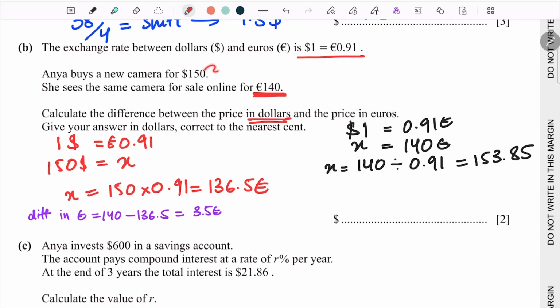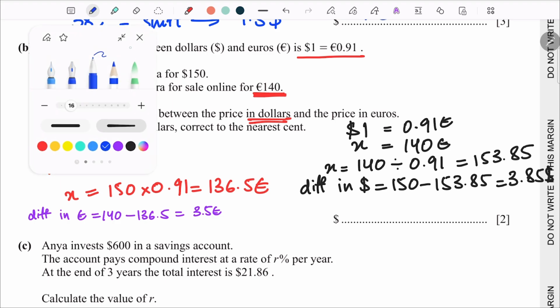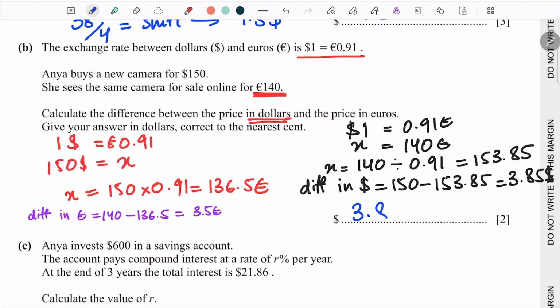And now I have to find the difference in price in dollars. So basically she bought the camera for $150. So I'm going to subtract $150 from 153.85. So the difference in dollars is equal to 153.85 minus 150, and this is equal to $3.85. So that is going to be my final answer. 3.85. So this was the difference in euros, and this was the difference in dollars.